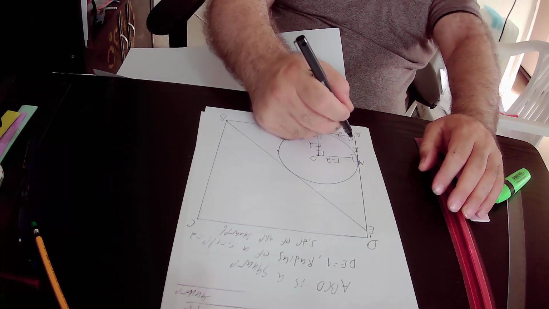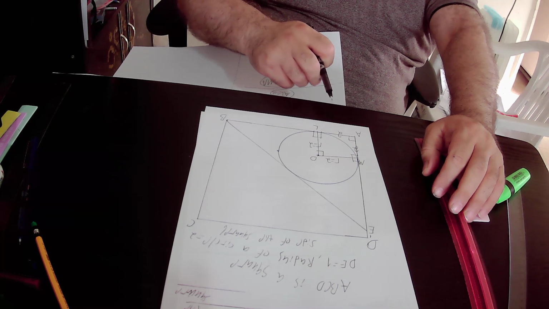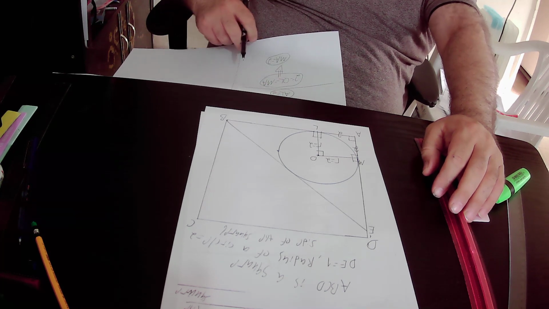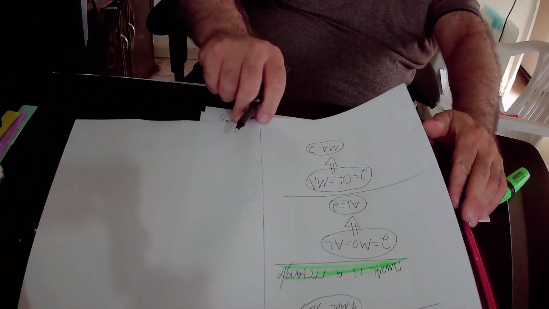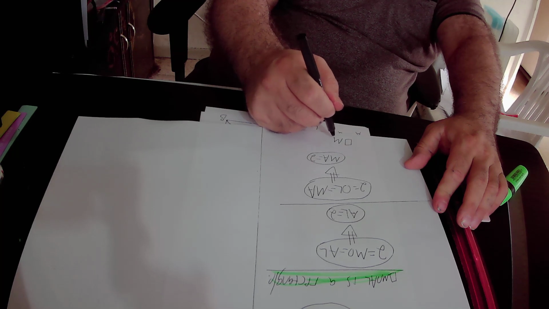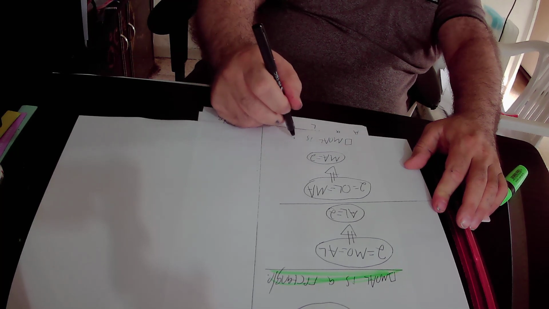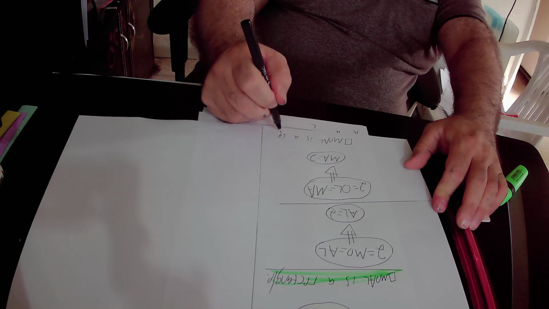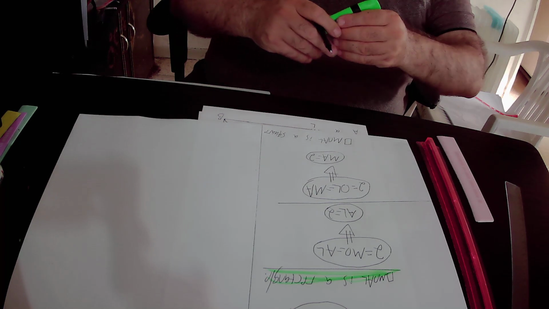So all the sides of quadrilateral MOAL are equal to each other, therefore quadrilateral MOAL is a square. Okay, you can write down that quadrilateral MOAL is a square.